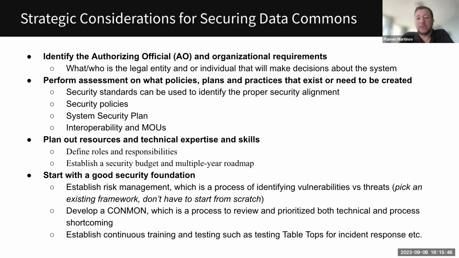I think the second thing that's very important is to develop what is called a Kanban, or that's a short version of saying continuous monitoring, which is a process to review and prioritize both technical and process shortcomings. You need to have a technical representation and also an executive representation or decision makers to review the things, and then everybody can agree on things that we're going to tackle next. And this is another way ultimately to continue supporting the security functions that need to be done.